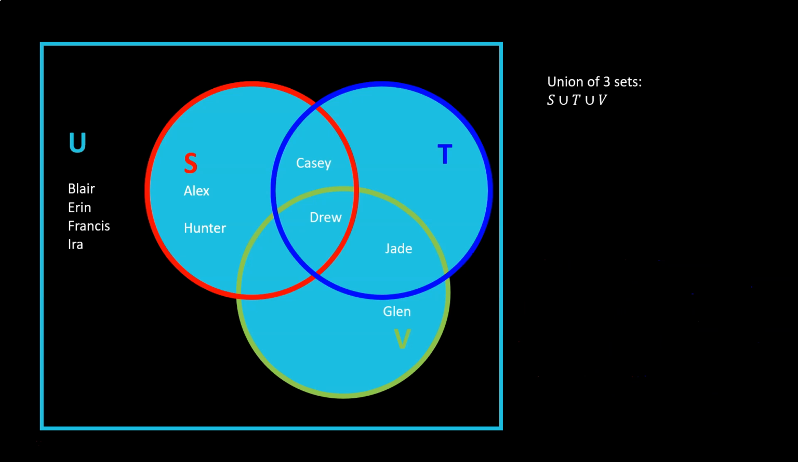Some other operations we'll look at is that the union can happen between more than just two sets. So if I wanted to talk about the union of all three sets, how many of the friends like to play soccer or tennis or volleyball, I would shade everything inside of all three circles. So or says to shade everything in all of the circles.